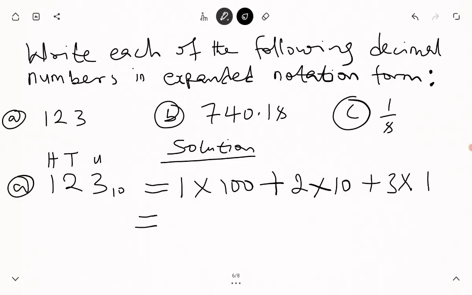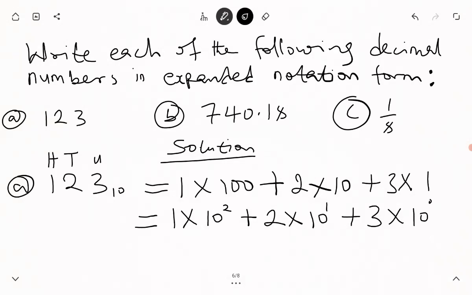So this is the same thing as 1 times 10 power 2, plus 2 times 10 power 1, plus 3 times 10 power 0. So here is the answer. That is how to write the number in expanded notation form.